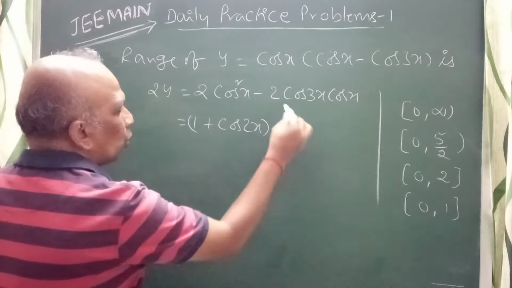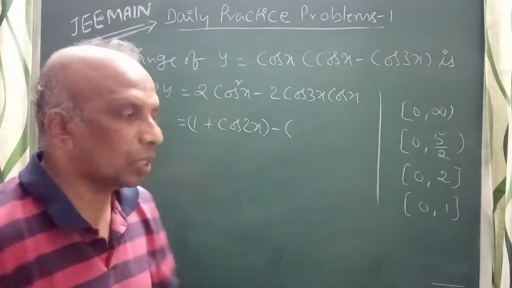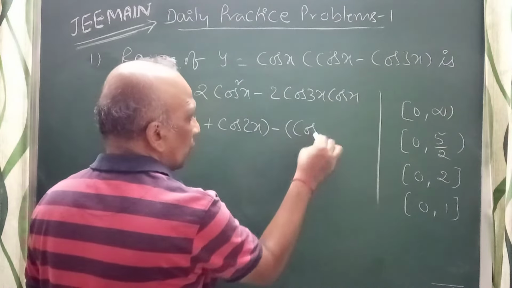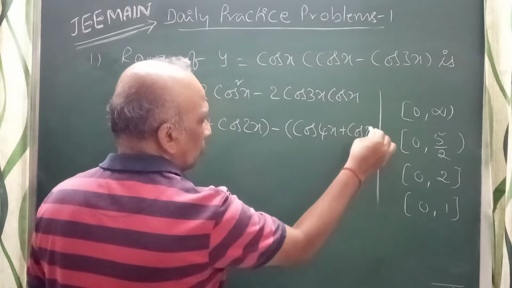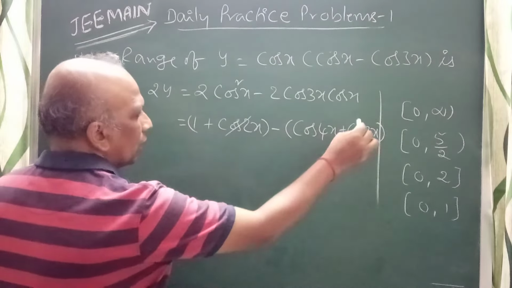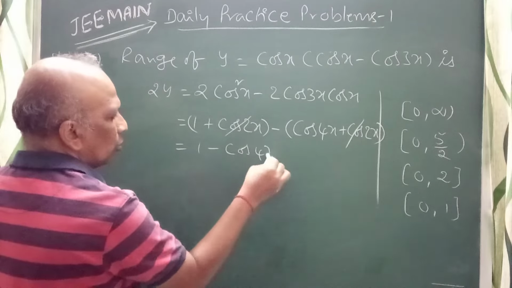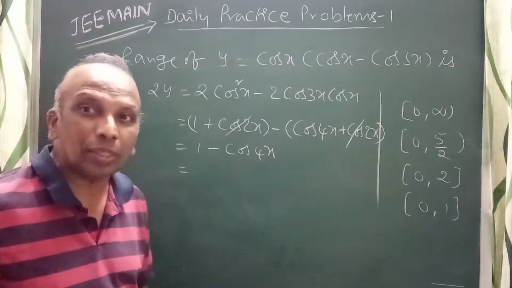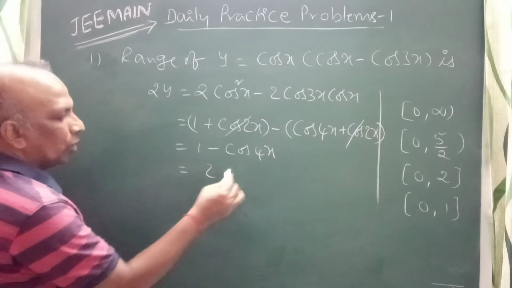But we know that 2 cos a cos b is cos of a plus b plus cos of a minus b. Cos of a plus b, 4x, plus cos of a minus b, it will be 2x. Now you can see here cos 2x, I can eliminate this. This will be 1 minus cos 4x. But we know that 1 minus cos 4x is 2 sin square 2x.